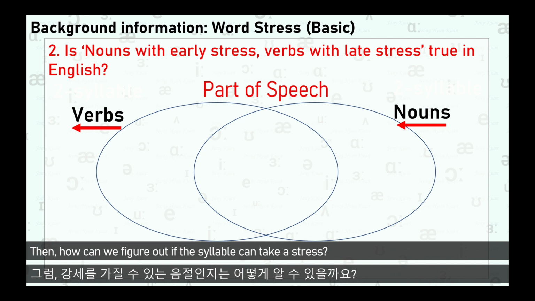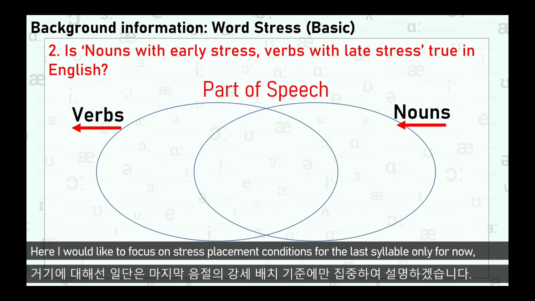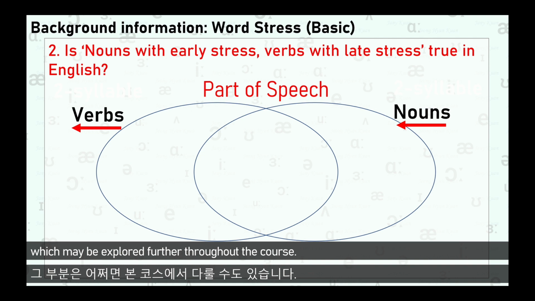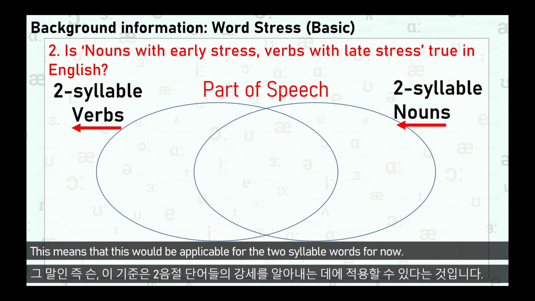Then, how can we figure out if the syllable can take a stress? Here I would like to focus on stress placement conditions for the last syllable only for now, since I have observed that it may work slightly differently for the other syllables, which may be explored further throughout the course. This means that this would be applicable for the 2-syllable words for now.